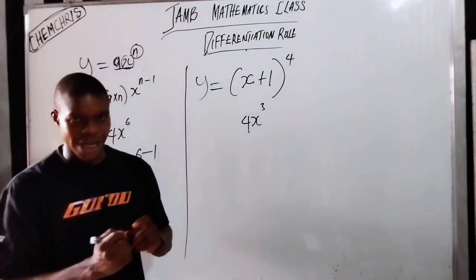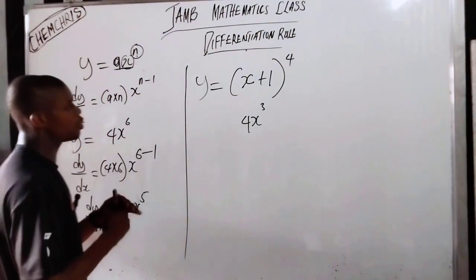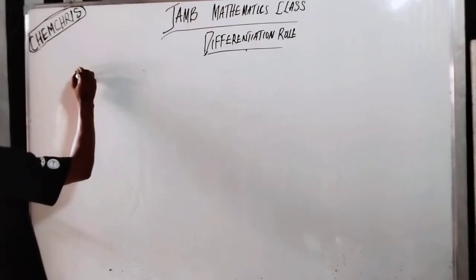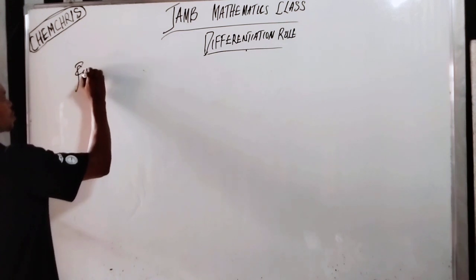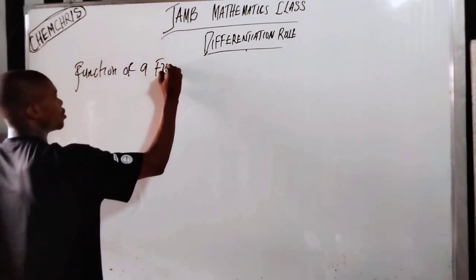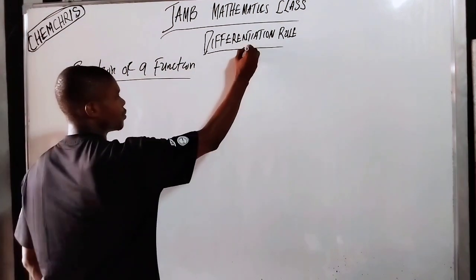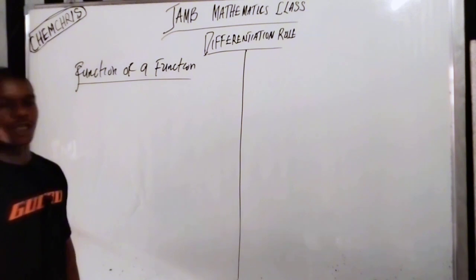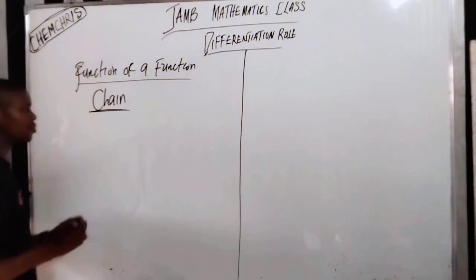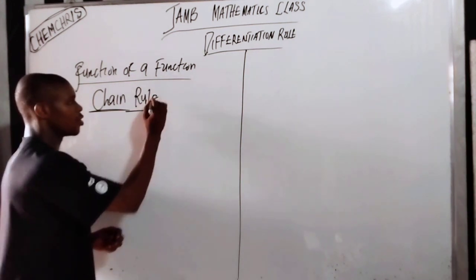Now this is where the chain rule comes in. This is what I want to talk to you about. So in this class, we are looking at the chain rule, which is called function of a function. Right there, function of a function is called the chain rule. It's called chain rule. That's what we are actually focusing on in this class.